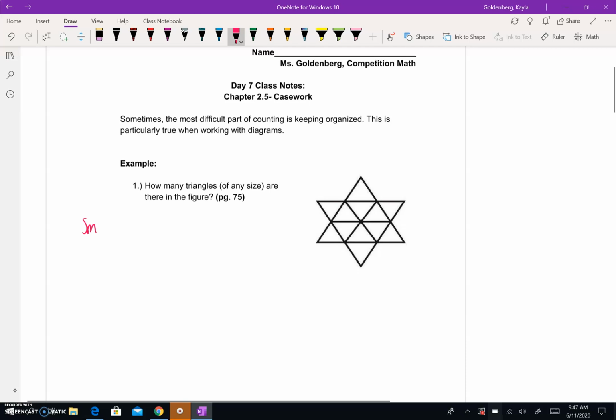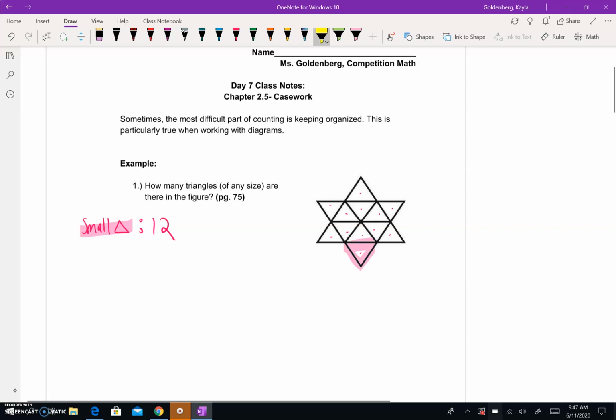So I say small triangles. And when I say small triangles, I'm going to count this as one small triangle. And then I would count. So 1, 2, 3, 4, 5, 6, 7, 8, 9, 10, 11, 12. And then from there, I would go up a size. So then I would say, okay, that's the smallest triangle I can see in this picture.